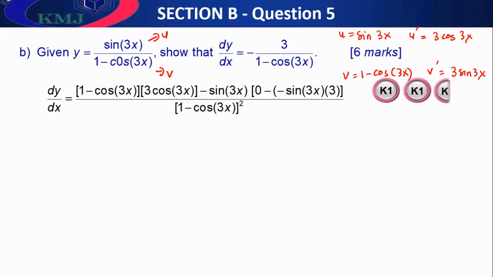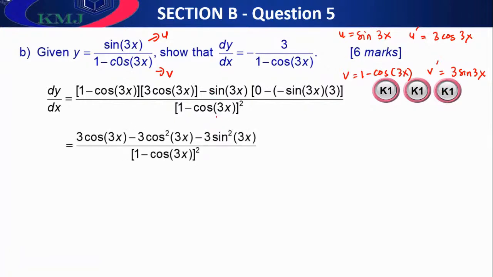Then you will get K1 here. K1 for the correct differentiation of u, K1 for the correct differentiation of v, and another K1 for substituting into the quotient rule. Okay, alright. So we just simplify. We get 3 cos 3x minus 3 cos squared 3x minus 3 sin squared 3x over (1 minus cos 3x) squared. So another K1 for simplifying.